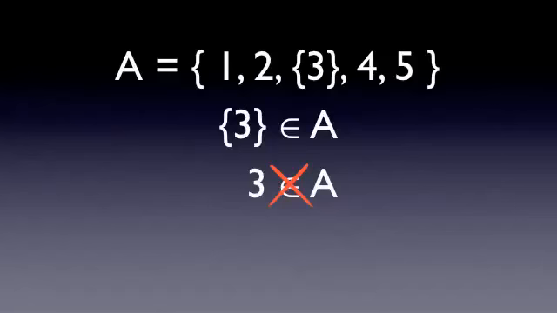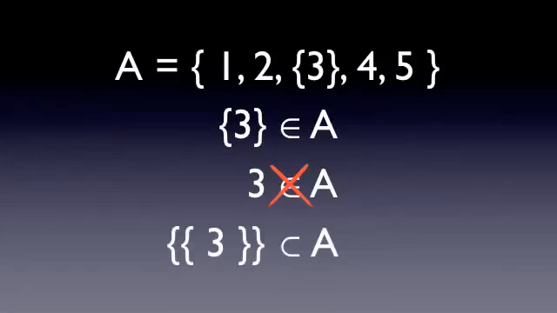If we want to specify the set containing 3 as a subset of set A, we would do it like this. Notice that this time we have 2 braces on each side. The inner pair of braces refers to the set that contains the number 3. The outer pair of braces indicates that whatever they contain is a subset of A. So here we are saying that the set containing 3 is a subset of set A.